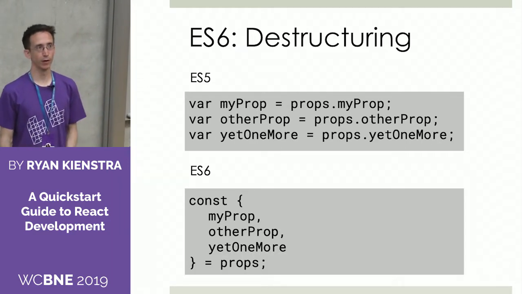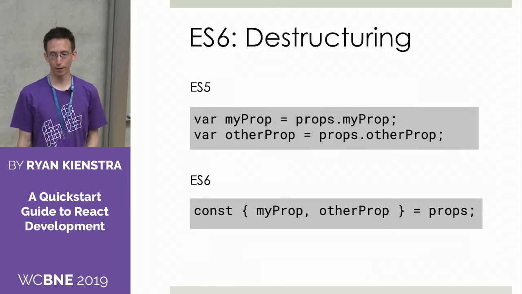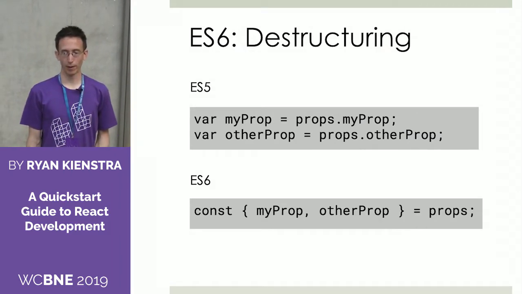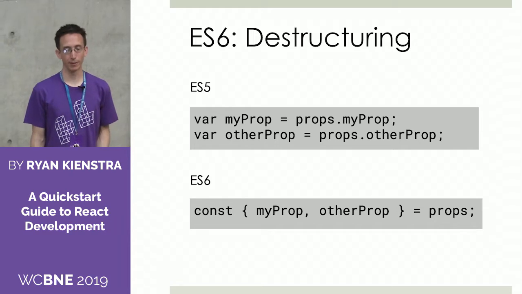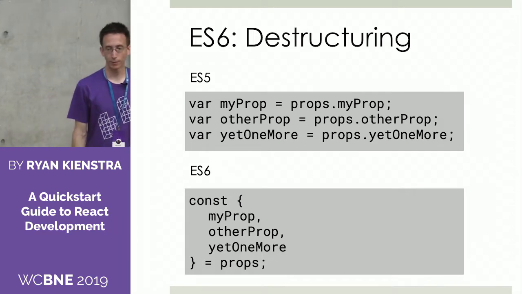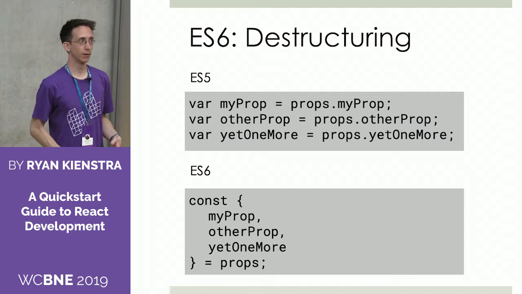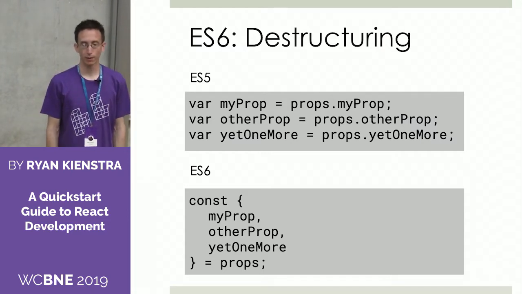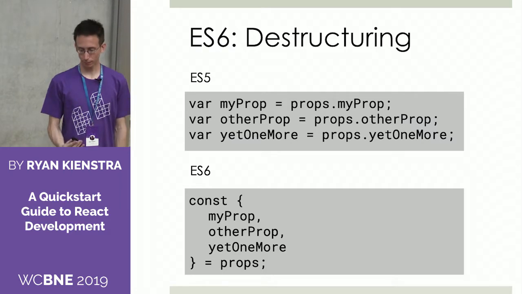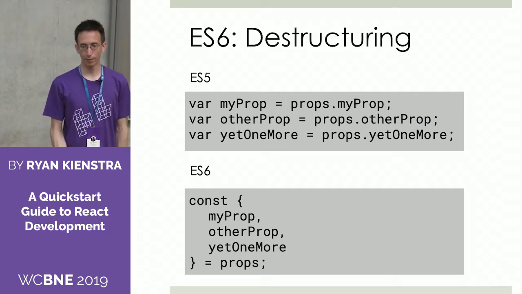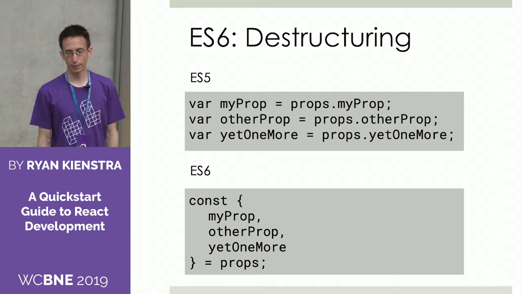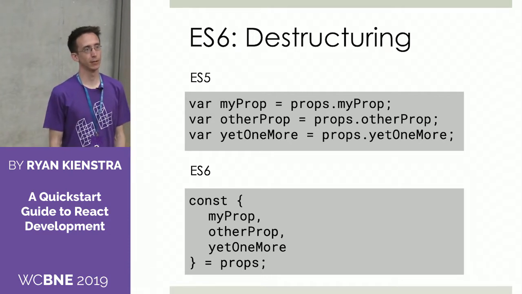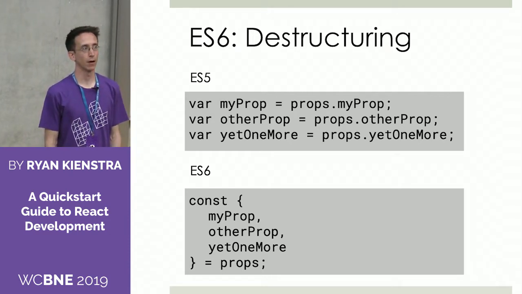Here's an example of where it becomes more useful. The previous one doesn't really make much of a difference, although it's much more common to see the bottom example. But as you're getting more props that you're pulling out of that object, it makes a lot more sense to just do this. It's a lot cleaner. Another benefit of this is that if it doesn't exist, I believe it'll just be undefined, so you won't be getting errors.